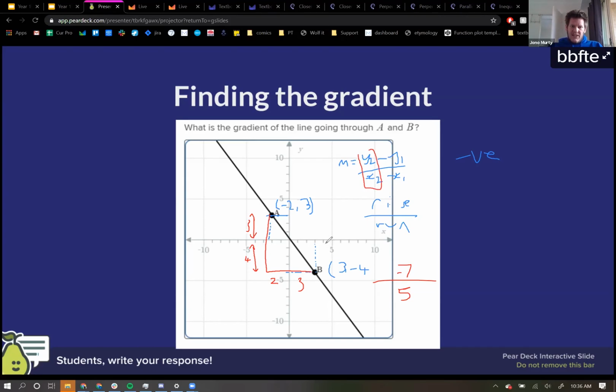Again, y2 and x2 is generally the rightmost point, but if you pick the points the other way around, you'll still get the same answer. You'll just end up with a negative in a different part of the fraction, but the answer still comes out the same. Okay, so we should get a gradient of -7 over 5. Let me just use the formula and confirm.